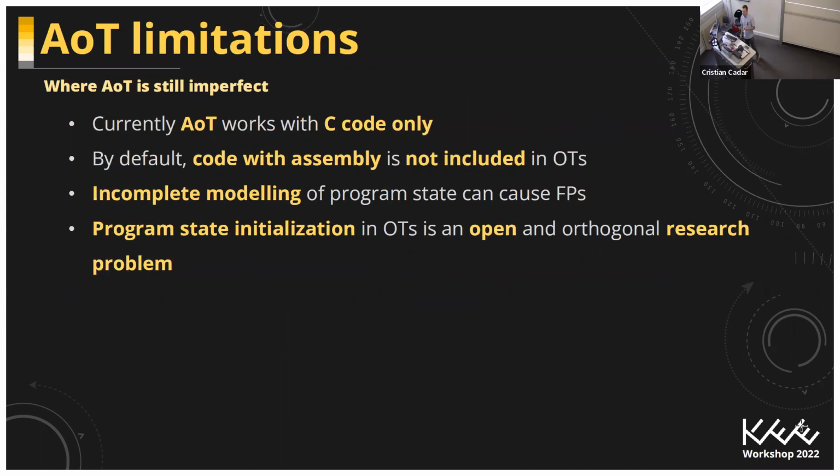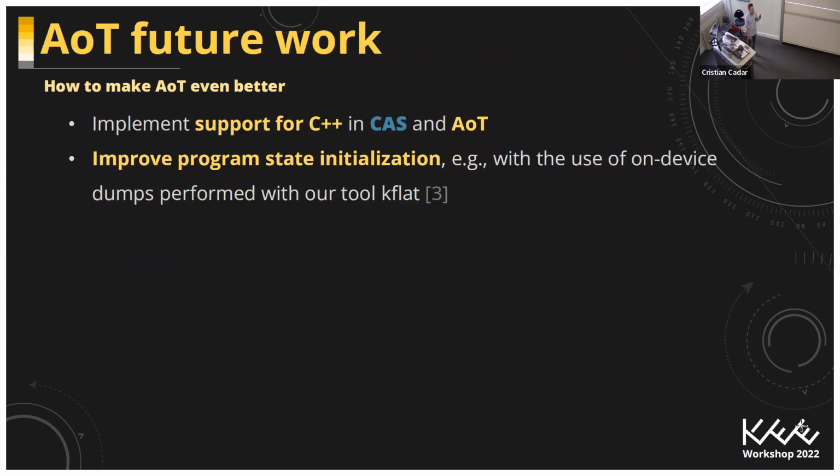So, limitations. AoT currently only works with C code, and we also don't translate assembly across architecture. So you can include assembly, but if the original target is in a different architecture, you will need to somehow translate it or deal with that. The incomplete modeling of program state or this heuristic for initialization can cause FPs. And actually, I believe that program state initialization is an open research problem, so I think it's an orthogonal problem. Support for C++ is in progress in CAS and AoT, and we would like to improve state initialization.